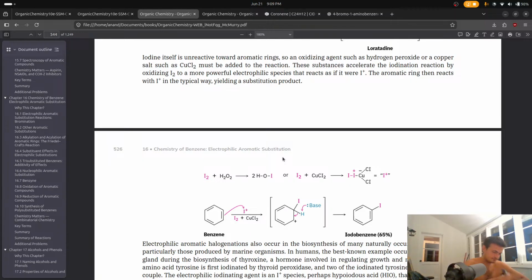Okay, so I2 doesn't work by itself. So we need either I2 plus H2O2 to form something like HOI, which is more electrophilic, or I2 plus CuCl2, copper chloride, to form I-Cl.